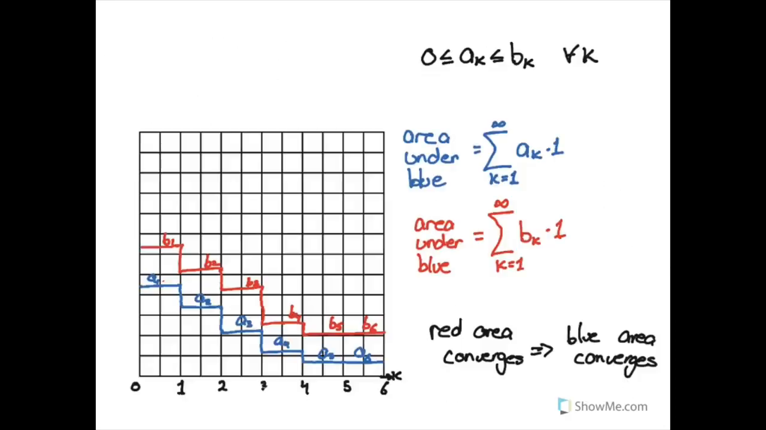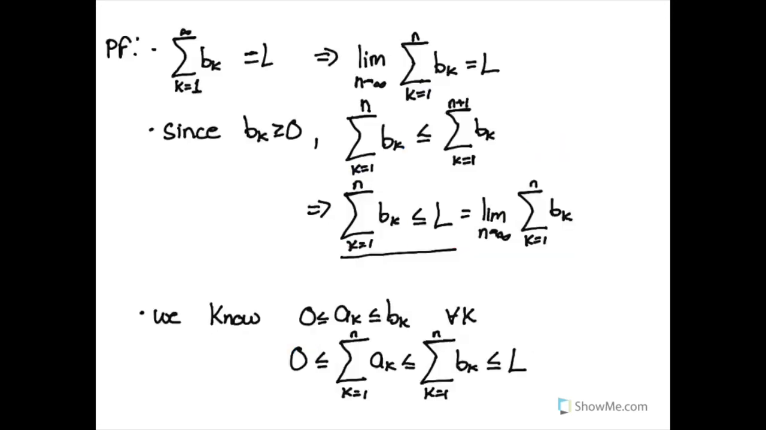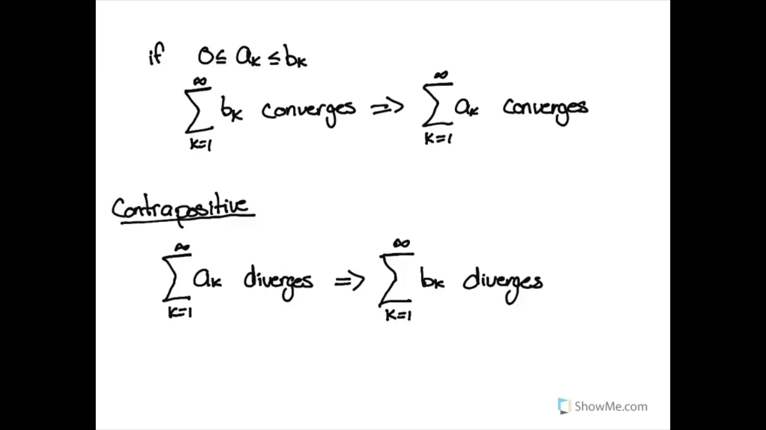And if I go back to the picture that I drew, we can see this pictorially as well. So if the red area being finite implies the blue area is finite, well then if the smaller blue area is infinite, or the series diverges, then the red area must also be infinite. So in this way, the comparison test can be used to show both convergence and divergence. So let's see an example where it's used to show divergence.